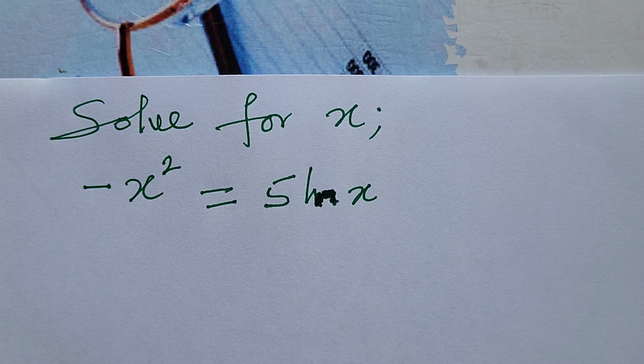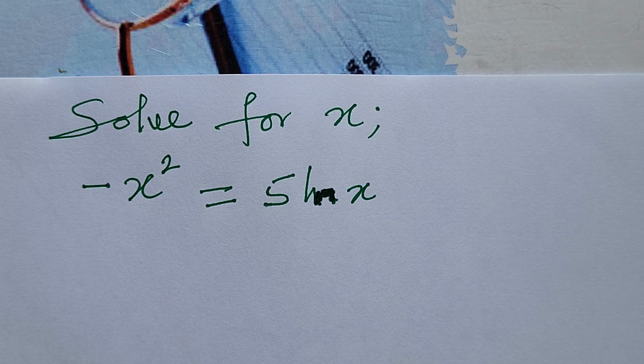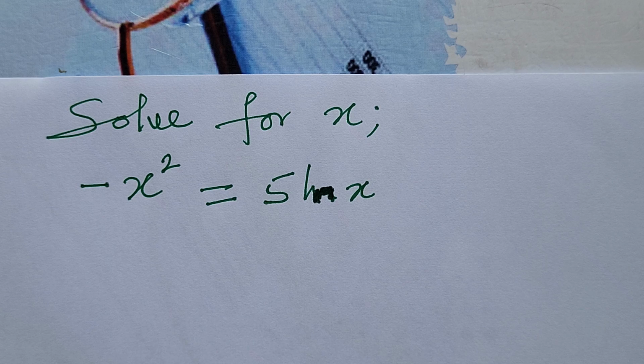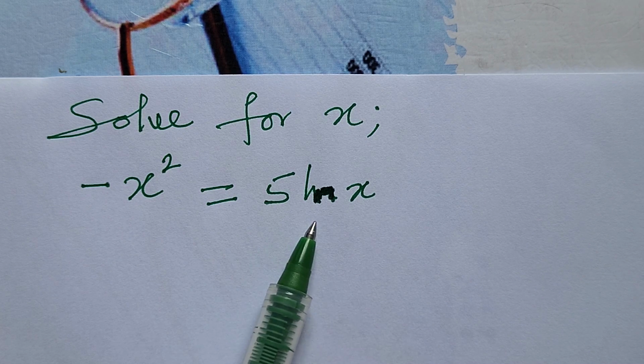Hello everyone. Today we have this nice math before us. Yeah, it's a logarithmic equation from Math Olympiad. How do we solve this challenge? The question reads: solve for x in minus x to the power of 2 equal to 5 ln of x.